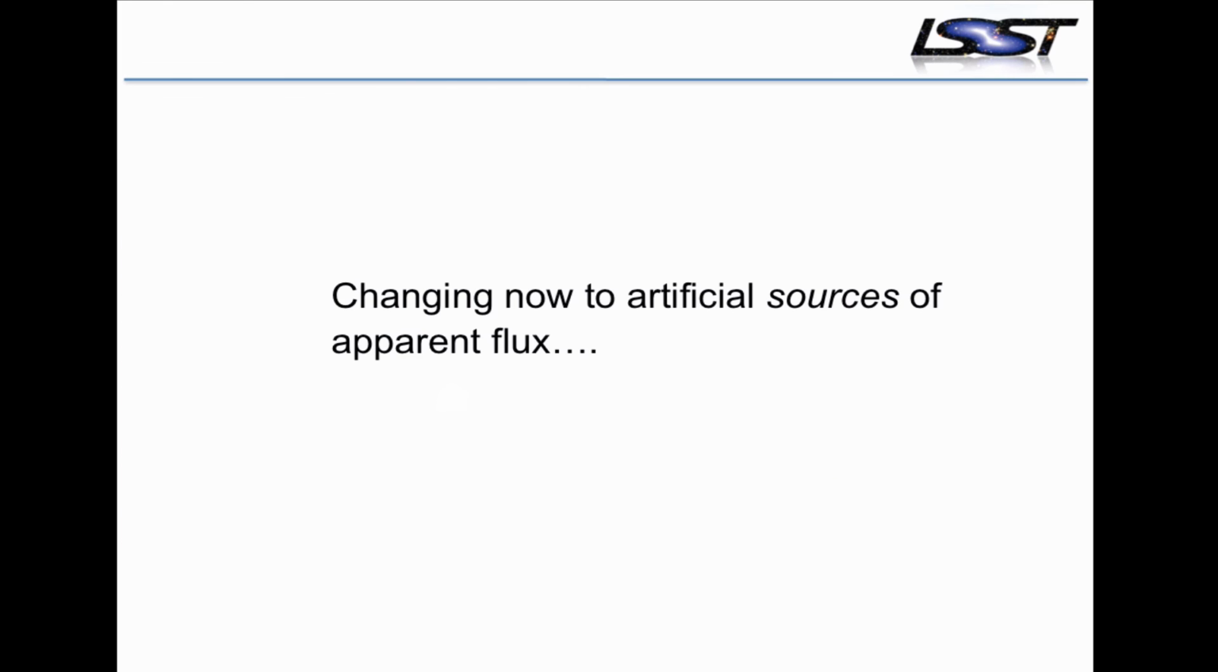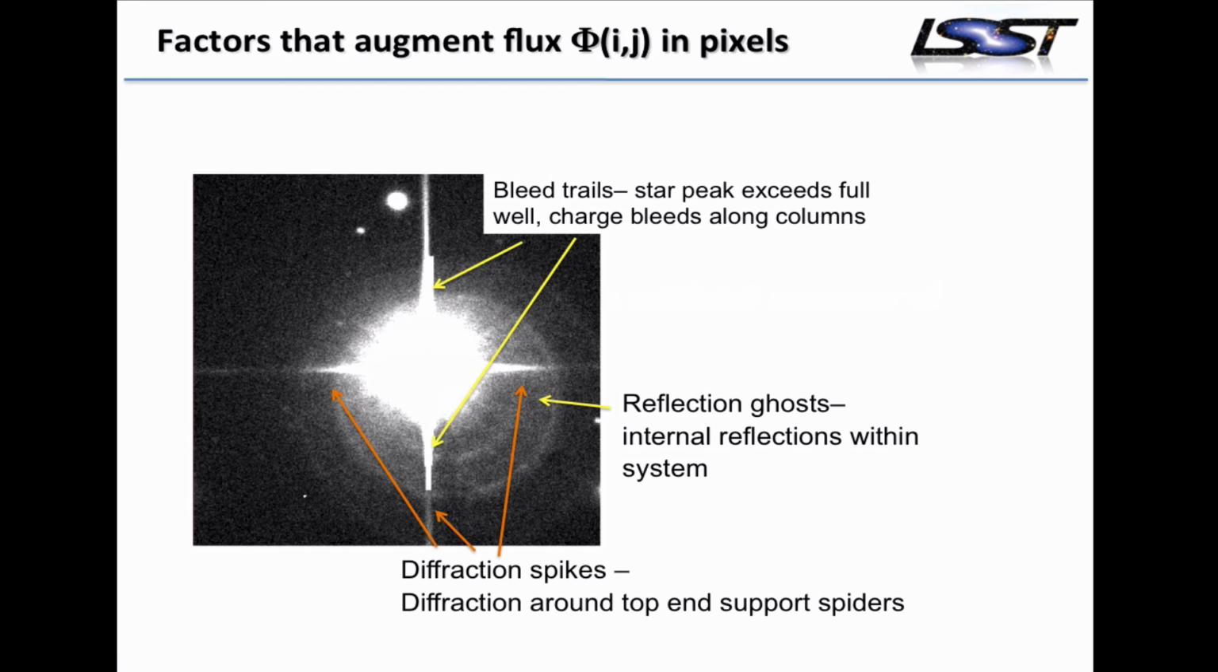So changing from things that can diminish flux to things that can actually enhance flux artificially, here's a blow up of a bunch of pathology from a CCD image. And this shows three different things. The vertical fat things shown with yellow arrows are bleed trails. So that's where the charge is actually blown out the top of the pixel and is bled along the column. But there's another fainter thing here also in the vertical direction. And these things coming out to the side and this part coming down to the bottom are actually diffraction spikes off the top end of the telescope.